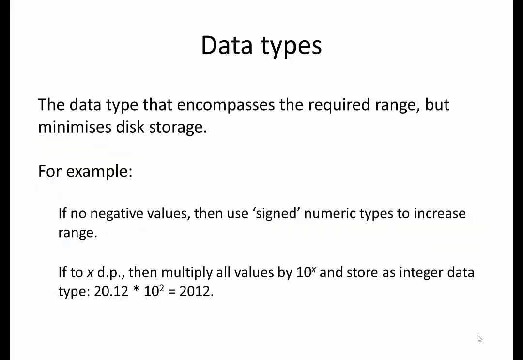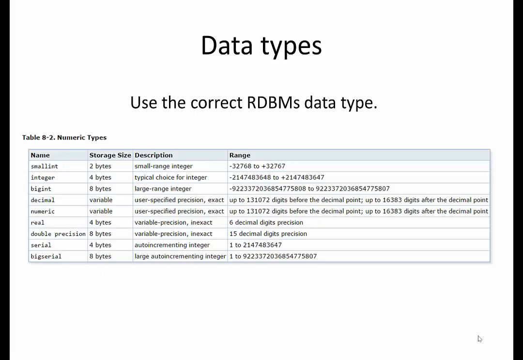Not surprisingly, you choose the data type that encompasses the required range but minimizes the disk storage. If we go back up, we can see that a small int only takes 2 bytes on disk, whereas if we're using a double precision, at least 4 times as much disk space is being used for exactly the same number. So if we're storing an integer that never goes beyond this range as a decimal, we've used 4 times more disk space than we should have needed to. Everything's going to be slower. The database is going to be larger.